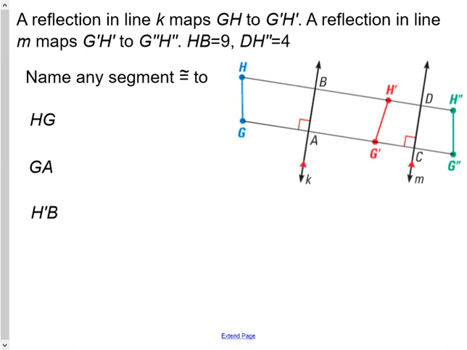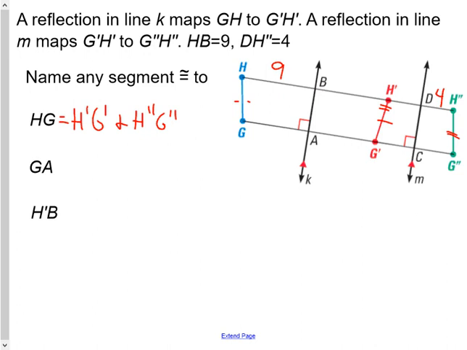So some little proofs in here, and find the value. Reflection line K maps GH to G prime H prime, and then a reflection on line M maps the primes to the double prime. HB is 9, DH double prime is 4. Name any segment congruent to HG. So, a reminder, these are congruent to each other, and those are congruent to each other. So HG is going to be congruent to both H prime G prime and H double prime G double prime. Or if you switch the letters around, same thing.